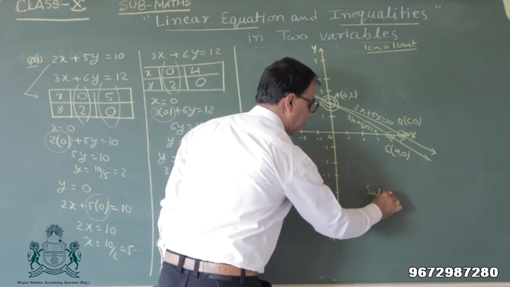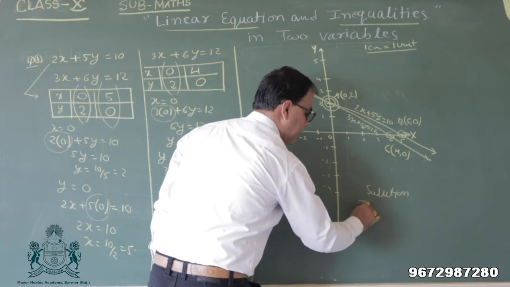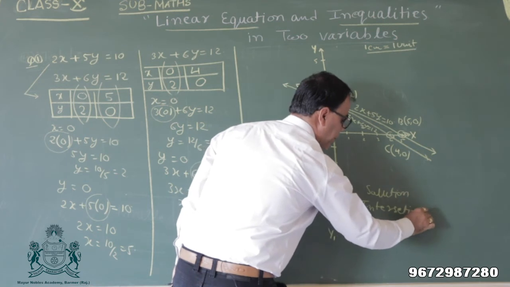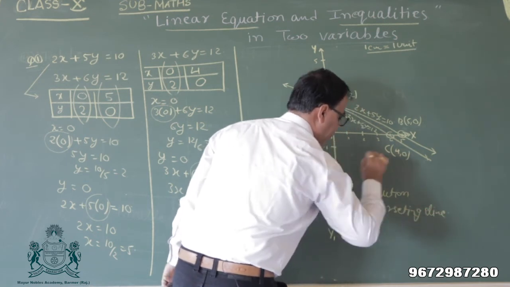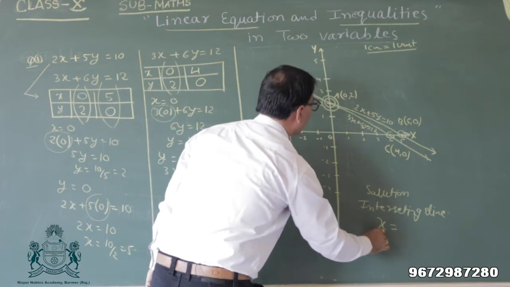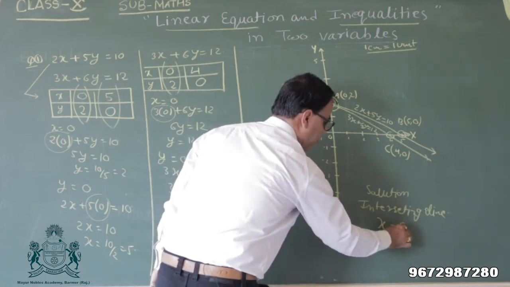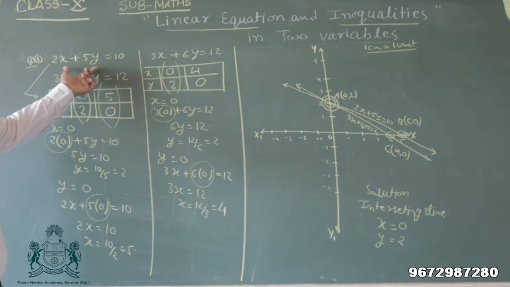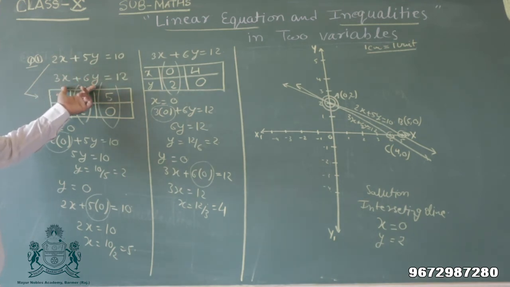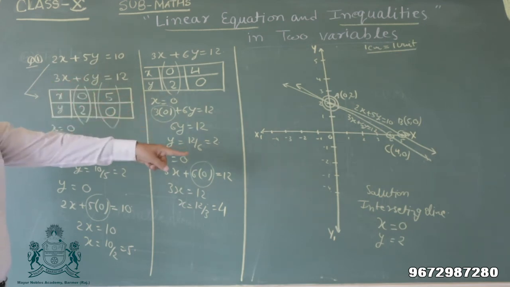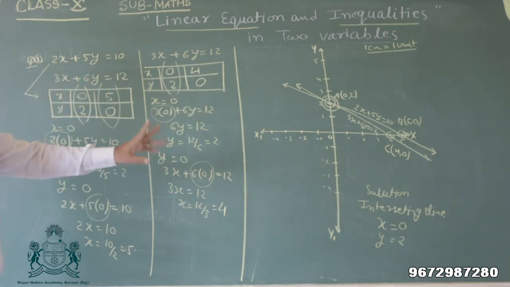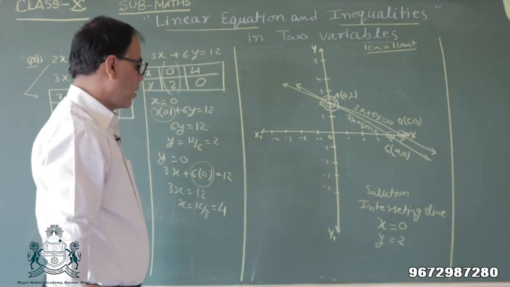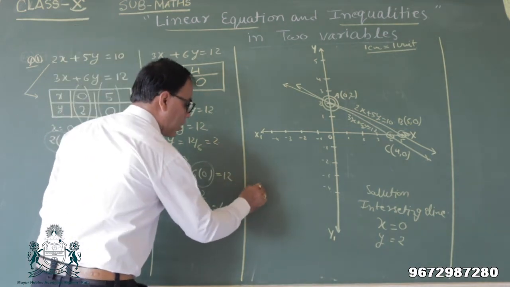Solution, intersecting line, intersect point A, coordinate of x equal to 0 and coordinate of y equal to 2. Therefore, for the two equations 2x plus 5y equal to 10 and 3x plus 6y equal to 12, value of x equal to 0 and value of y equal to 2. Solution by graphical method. Check by line using table A1 upon A2.